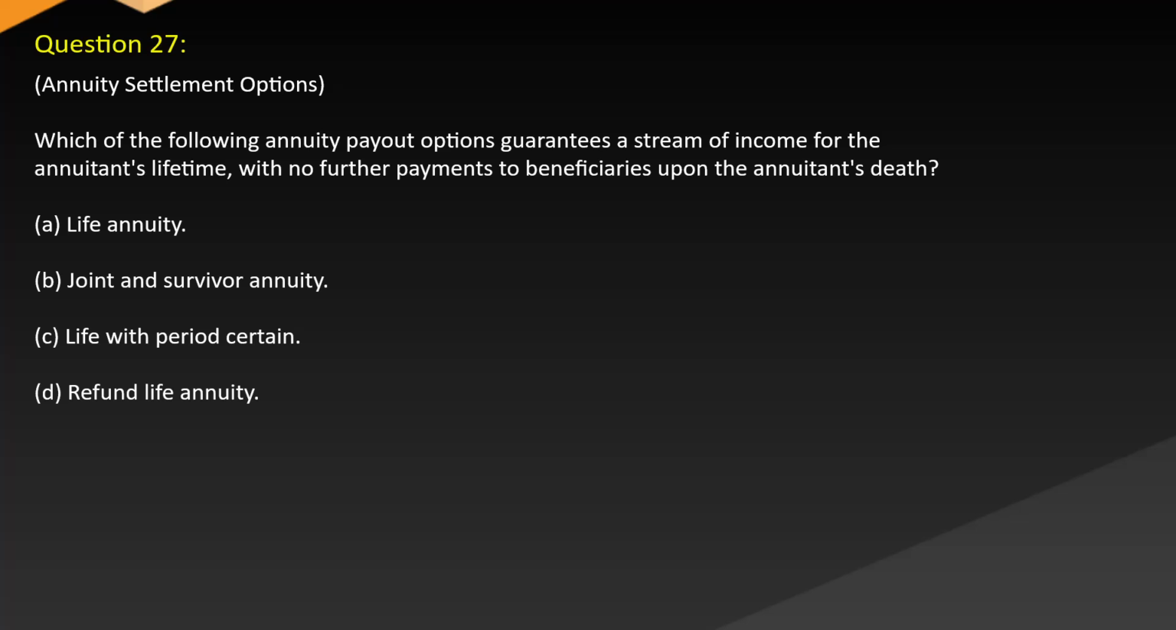Question 27. Annuity settlement options. Which of the following annuity payout options guarantees a stream of income for the annuitant's lifetime with no further payments to beneficiaries upon the annuitant's death? A. Life annuity. B. Joint and survivor annuity. C. Life with period certain. D. Refund life annuity.